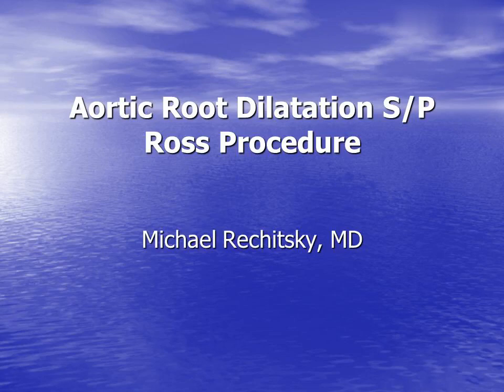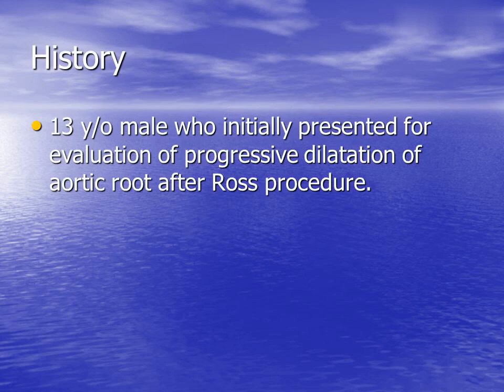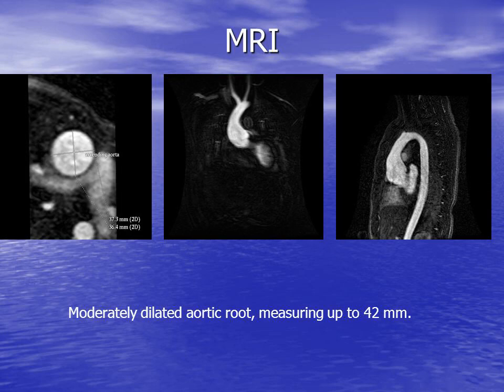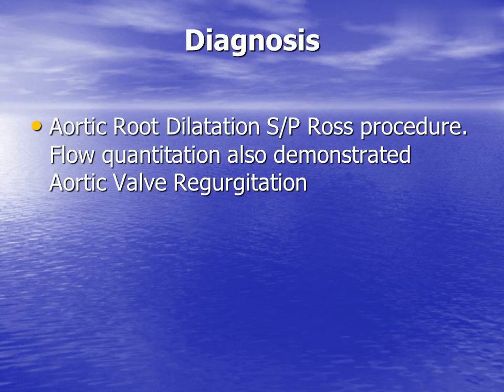Aortic root dilatation SP Ross procedure. Michael Rechitsky, MD. History: a 13-year-old male who initially presented for evaluation of progressive dilatation of the aortic root after Ross procedure. MRI: moderately dilated aortic root, measuring up to 42 mm. Diagnosis: aortic root dilatation SP Ross procedure.